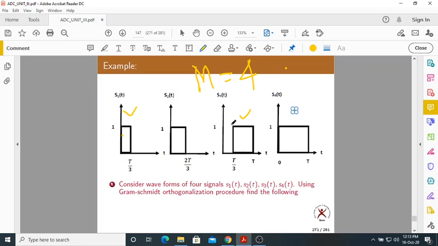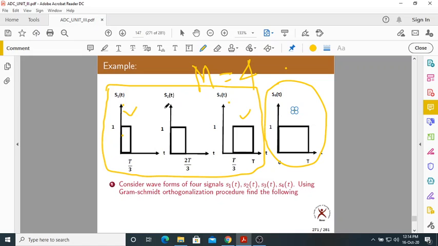Now, here they are not a set of linearly independent signals. S4 of t is a linear combination of S1 of t and S3 of t, which means S4 of t is linearly dependent, not independent. So that's why only these 3 are linearly independent. Why? Because you cannot write S1 of t in terms of S2 of t and S3 of t.